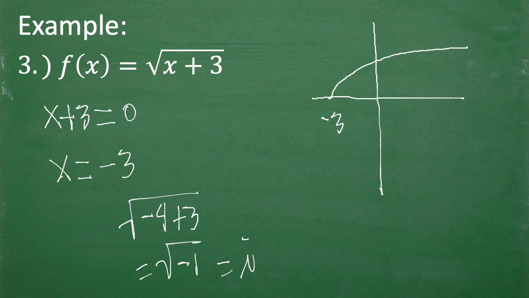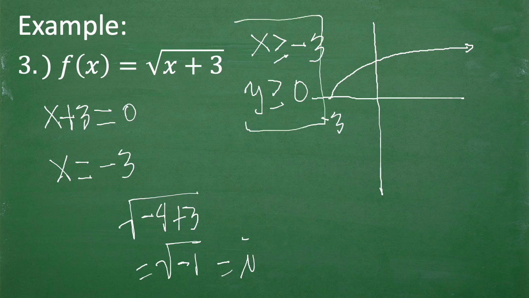This is just a rough sketch. You can try to graph that on different applications. Therefore, the restriction for number 3 is x must be greater than or equal to negative 3. And since the function grows from the x-axis, the range is y must be greater than or equal to 0. So we will use these two pieces of information to graph the inverse of number 3. Let's proceed to that.